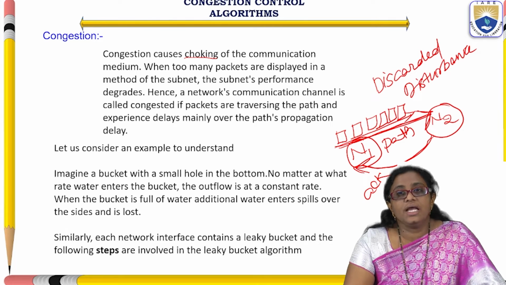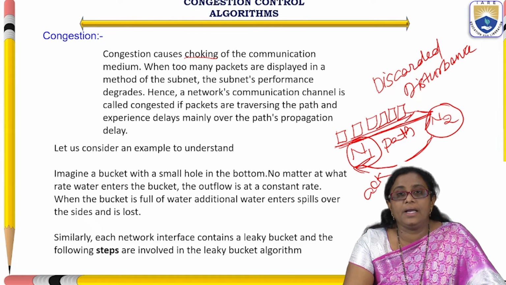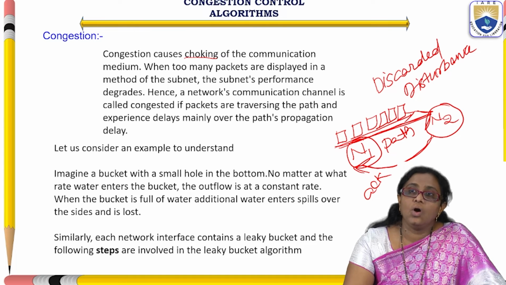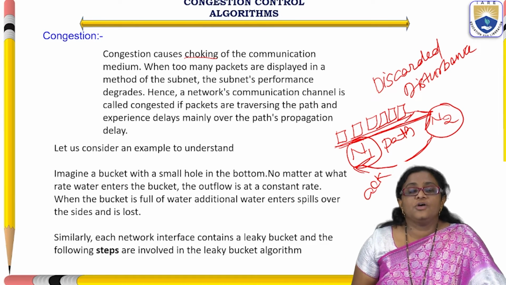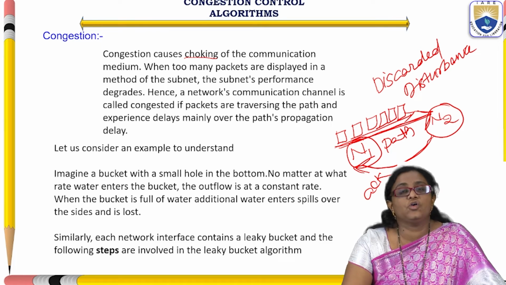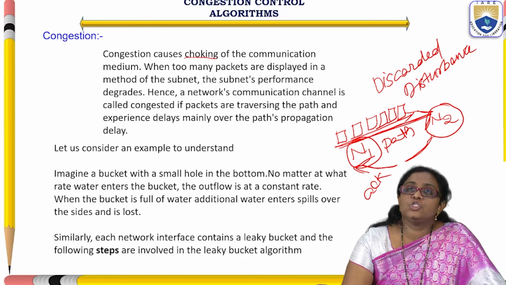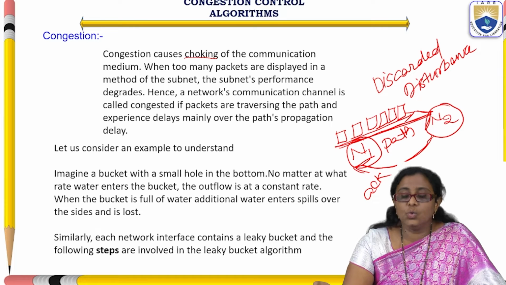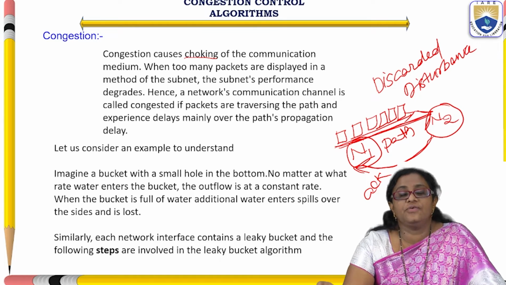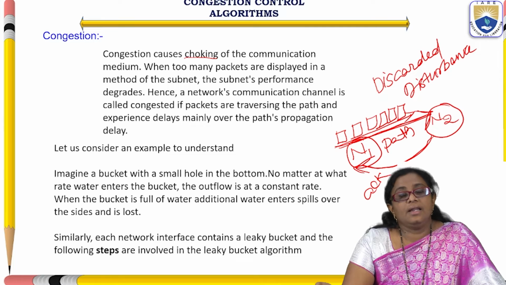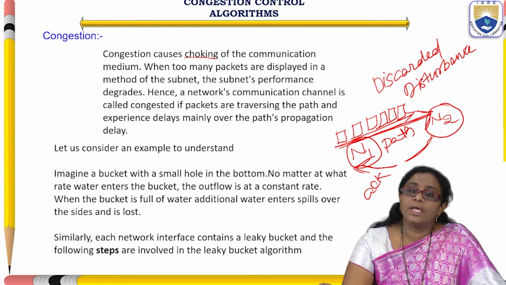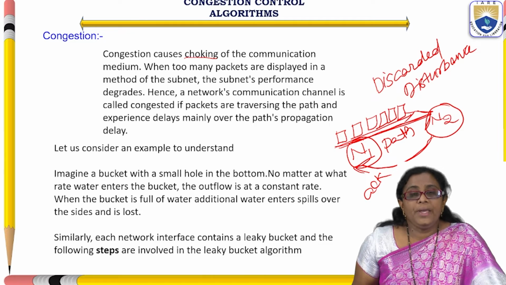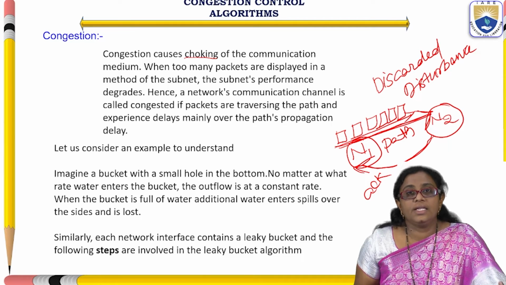Similarly, each network interface contains a leaky bucket, and the following steps are involved in the leaky bucket algorithm. Mainly, how many types of algorithms will be described by means of this explanation of congestion control? Let us discuss one by one. There are mainly two types of algorithms. The first one is the leaky bucket algorithm. The second one is the token bucket algorithm. And the two types of techniques are the open and the closed congestion controlling techniques.